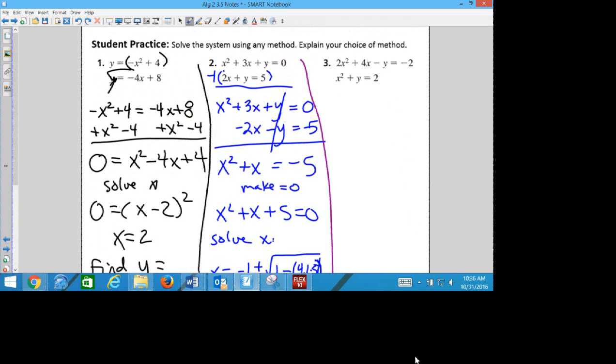Would you do elimination or substitution? I would do elimination. Why? Because if I look at the y's, they are already going to cancel. You have to be very careful, though. You have to line up the stuff that goes together.